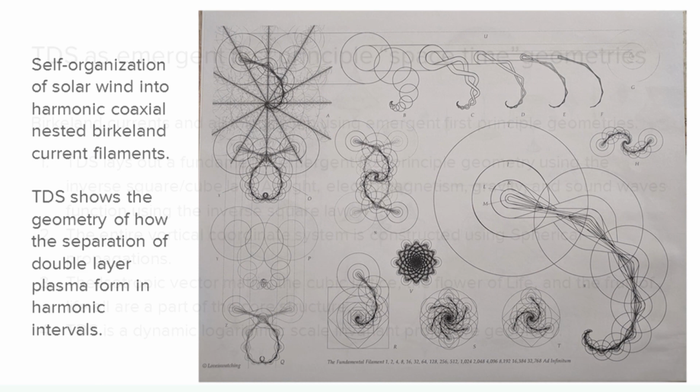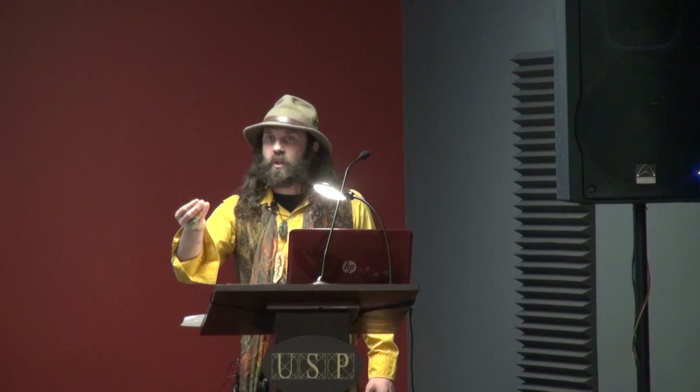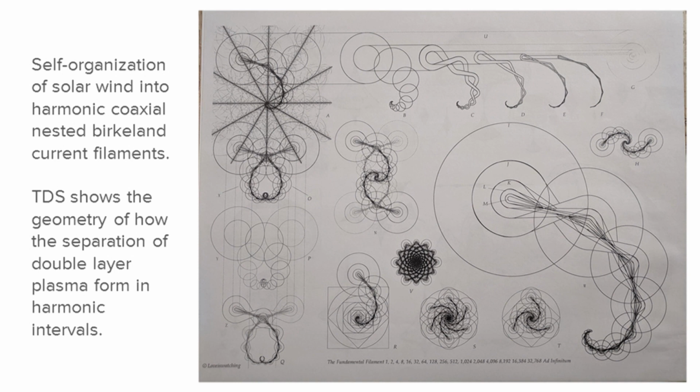Self-organization of solar wind into harmonic, coaxial, nested Birkeland current filaments. Coaxial filaments are just like the way we do it in electrical engineering: any wires and wiring is coaxial. That's the most efficient way that we have come up with so far to work wires. And that's how the universe does it too. Similarly, there are more efficient ways, but we're working on it.